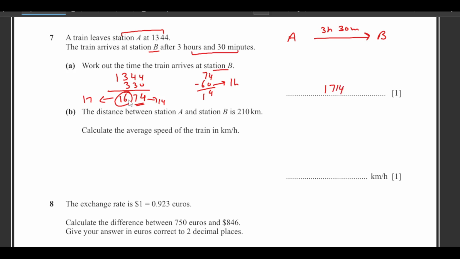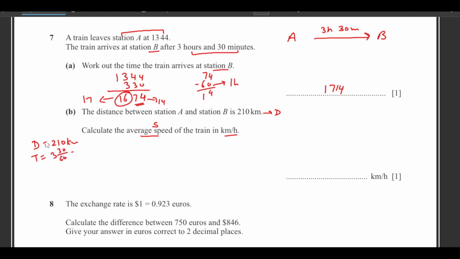Now, the distance between station A and station B is 210. So, this is the distance given to us. Calculate the average speed. We are looking for speed in kilometers per hour. So, as we have calculated, we are given here the time 3 hours and 30 minutes to arrive from A to B. So, distance is 210 kilometers and time is 3 hours and 30 minutes. So, we can write 30 over 60.